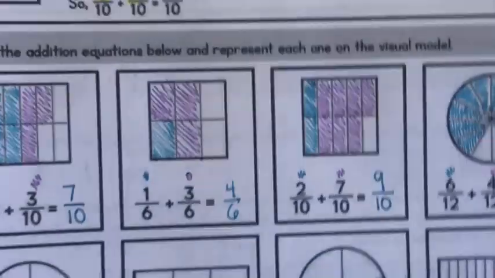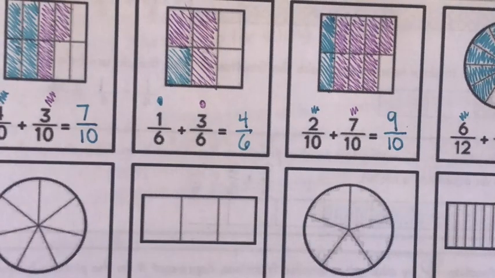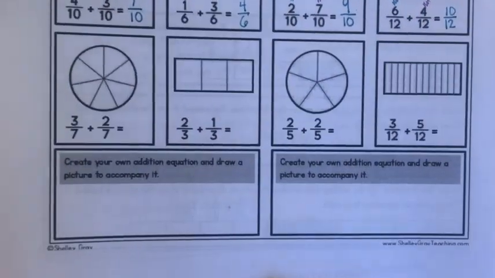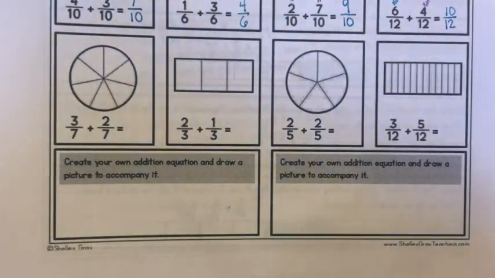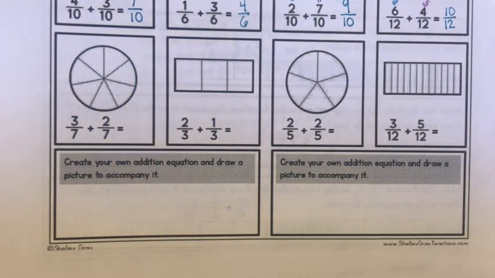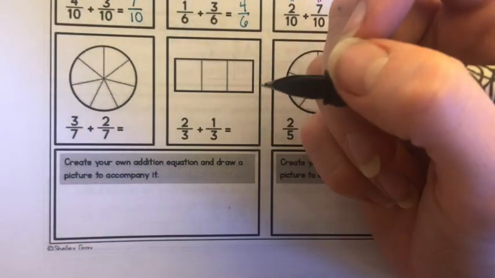Now, you're going to go on to do these last 4 ones on your own. And then you get to create your own equation and draw a picture to accompany it. Now, I know that stresses some people out, so I'm going to give you equations you could use. I'm going to do an example of this one too, okay? It might make it a little easier for you. So create your own addition equation and draw a picture to accompany it.